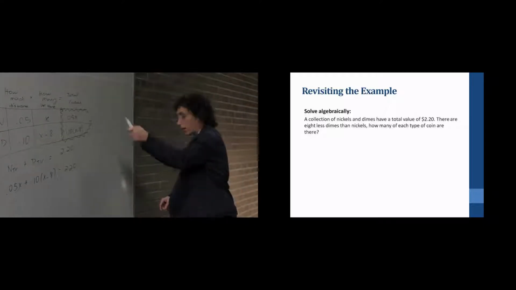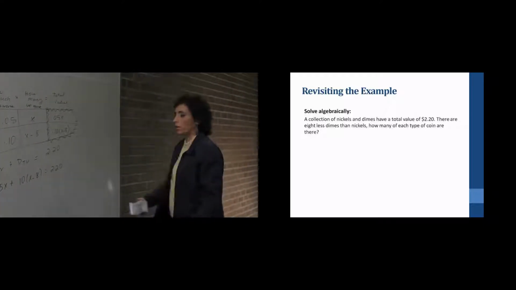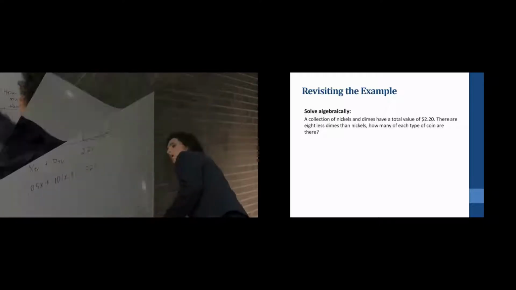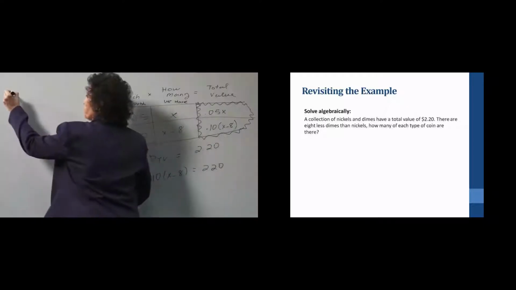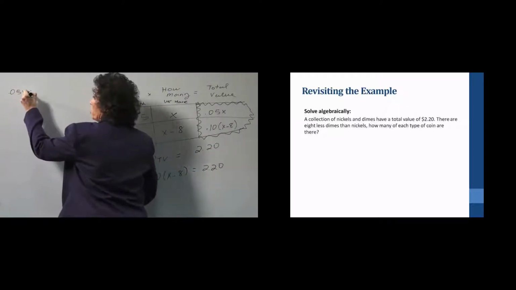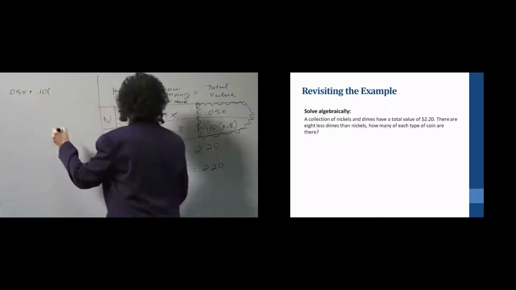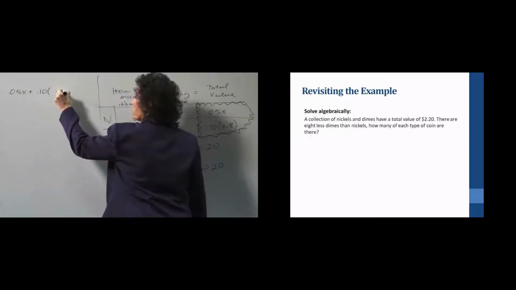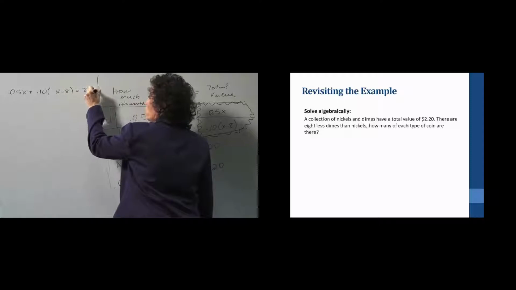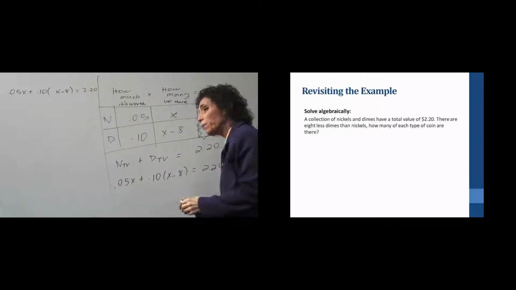I'm going to keep this because I need it later. Okay, I'm going to solve this. And we got 0.05x. I need some space here to write, but 0.10 times x minus 8 equals $2.20.